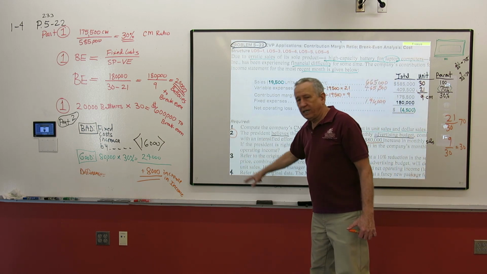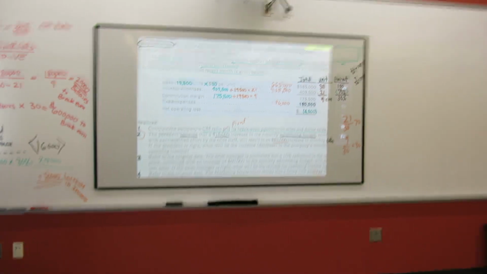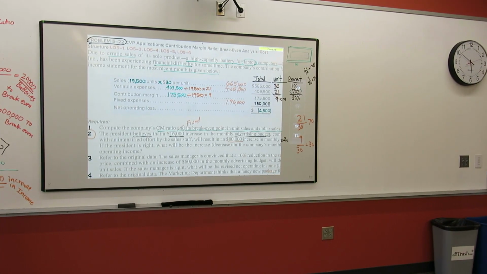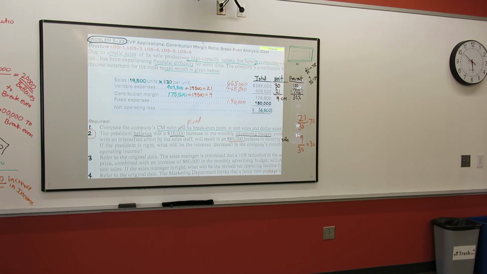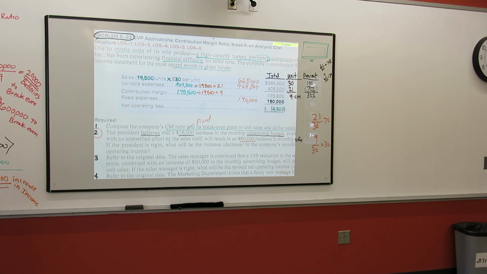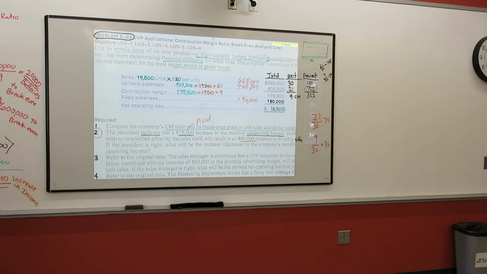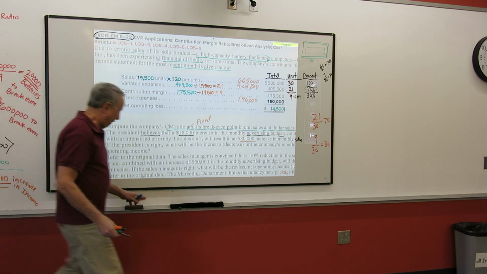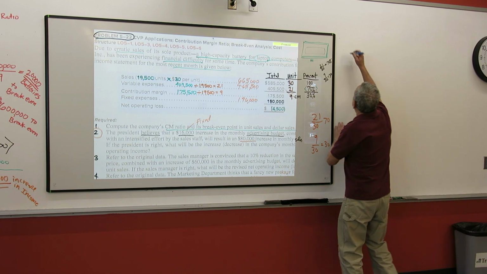Now let's do 3. I have to change the angle of the camera to capture the other side of the board. Let's move it over here. All right, 3. I want to get my markers and stuff. This is part 3.